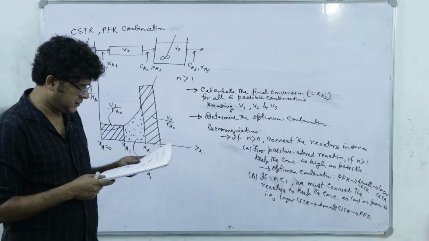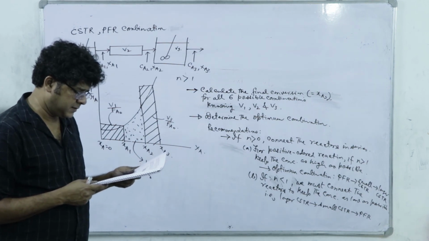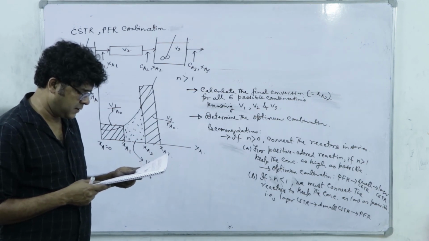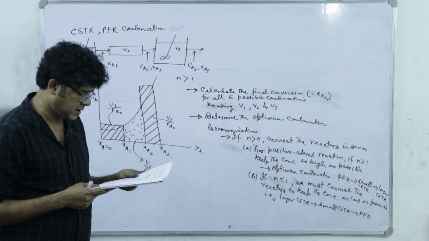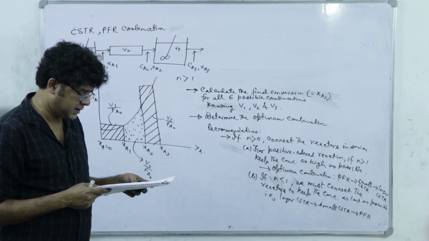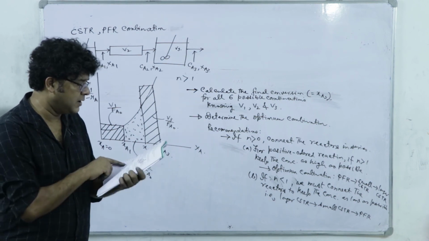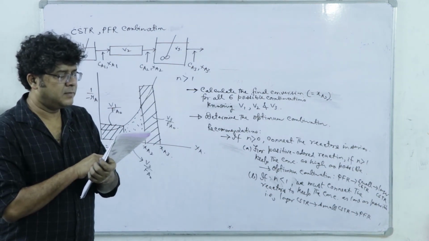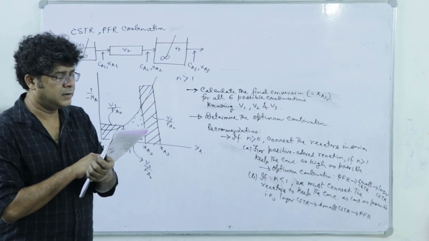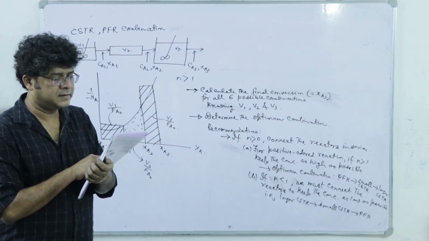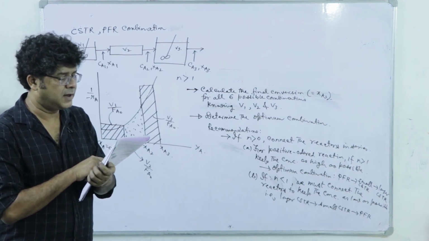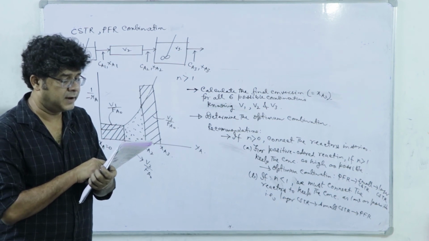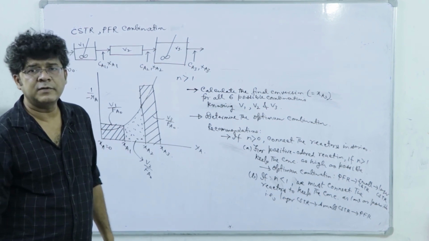Now, for reactions where the rate concentration curve passes through a maxima or minima, the arrangement of units depends on the actual shape of the curve, the conversion level desired and units available. No simple rule can be suggested. Whenever we have the kinetics and the reactor system, an examination of the 1 by minus RA versus CA curve is a good way to find the best arrangement of units.